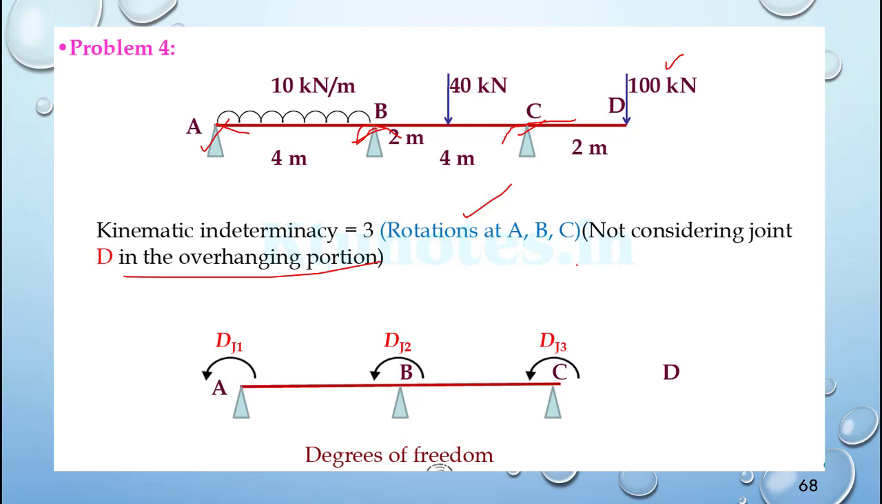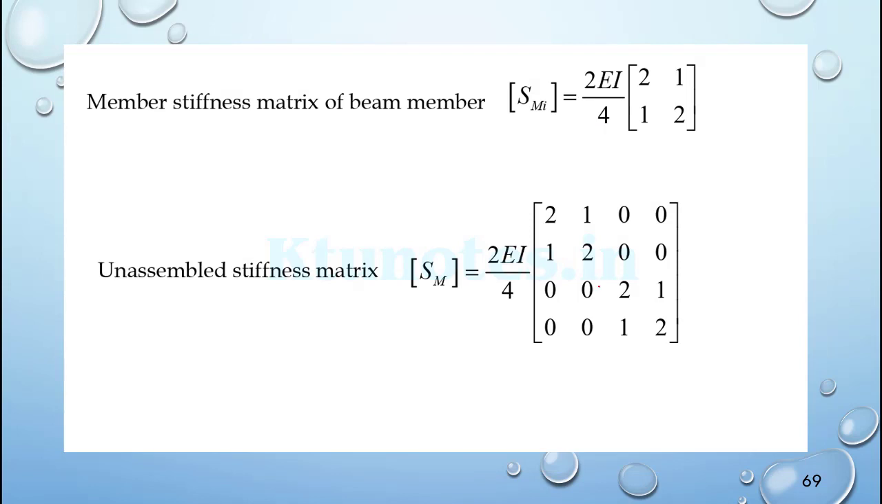All are the rotations at the various points, at A, at B, and at C. Considering the joint D in the overhang portion, because there is no reaction there, we are not concerned about that. So the joint displacements are dj1, dj2, and dj3. The member stiffness matrix of the beam member is given by SM = 2EI/L into [2, 1; 1, 2], and the unassembled stiffness matrix SM is equal to 2EI/L into this. So this one will correspond to the first beam portion, and this is the second portion.